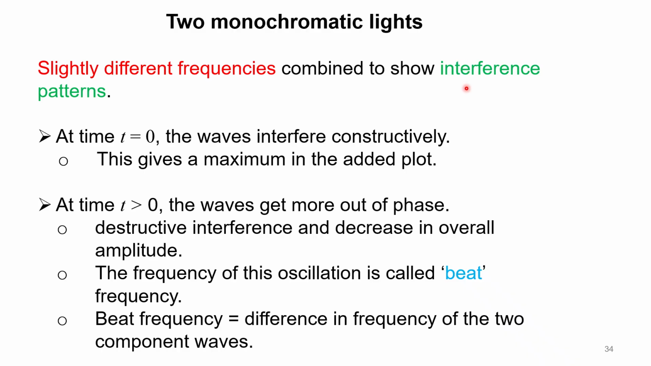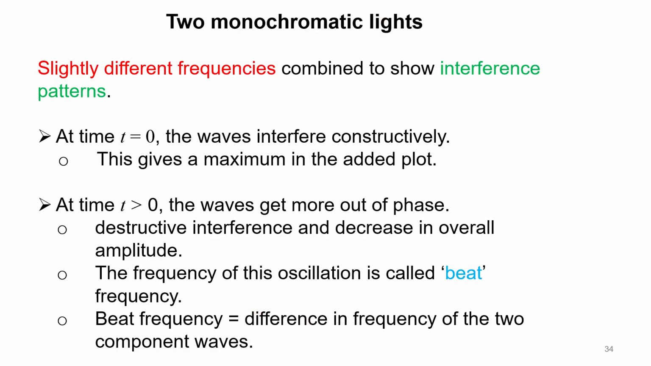If the light source consists of two monochromatic lights, slightly different in frequency, combined, they show an interference pattern. At the beginning of the experiment, at time t equals 0, the waves interfere constructively. This gives a maximum in the added plot. As time progresses throughout the measurement, where t is greater than 0, the waves get more out of phase and result in destructive interference and a decrease in the overall amplitude. The frequency of these oscillations is called the beat frequency, which is the difference in frequency between the two components of the waves.